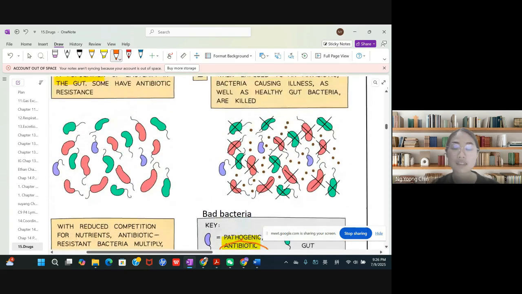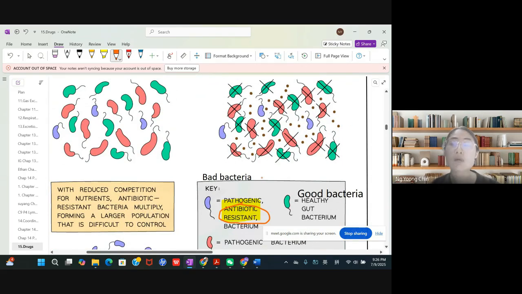But the problem is when you are prescribed the antibiotic, it tries to kill all. They kill all, and only the bacteria which contain the antibiotic resistant gene are left, which is this one. See, it didn't die. They still survive. 还存活.